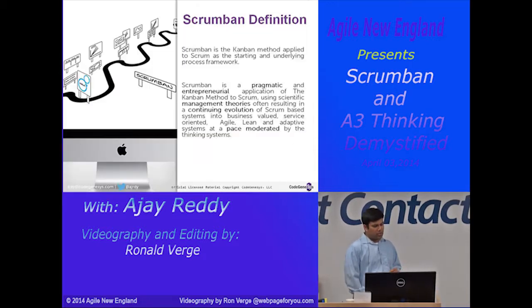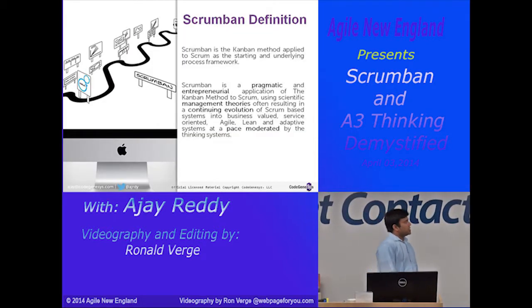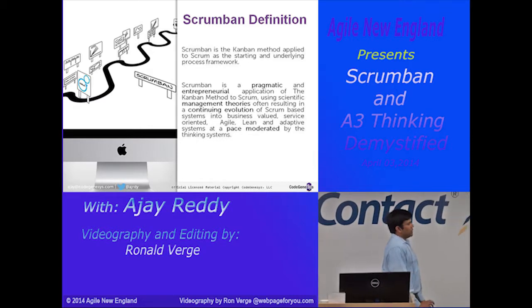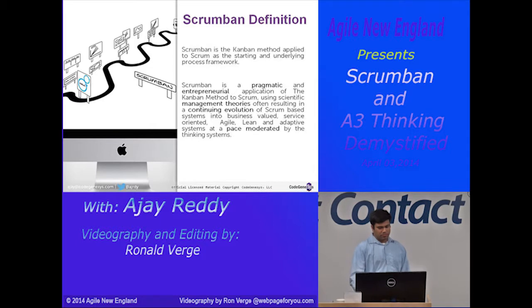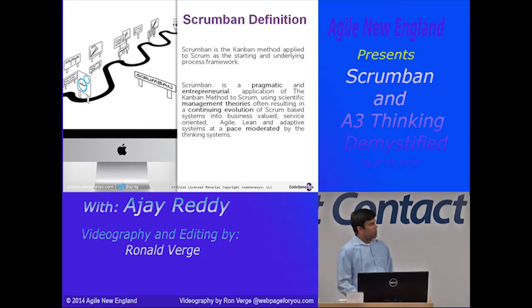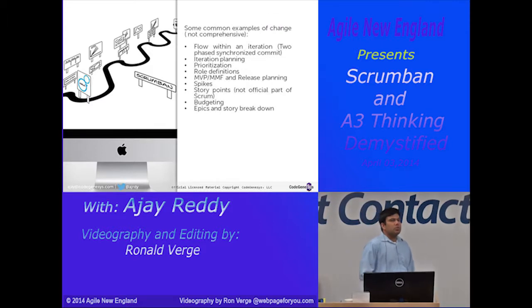But going back to the definition, Scrumban is a pragmatic and entrepreneurial application, because entrepreneurial, think business concerns. And the last one is pace moderated, think sustainability agenda. So how does Scrumban affect Scrum, right? Here are some of the examples.